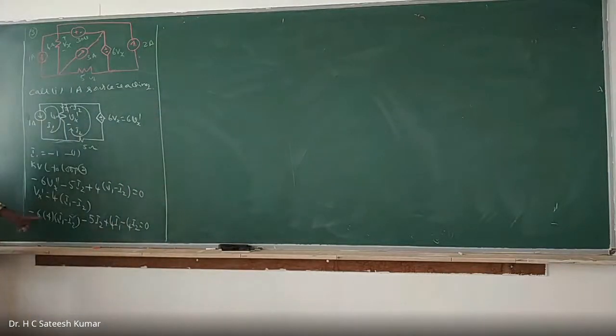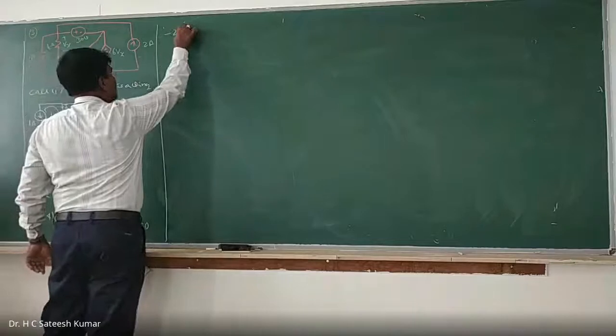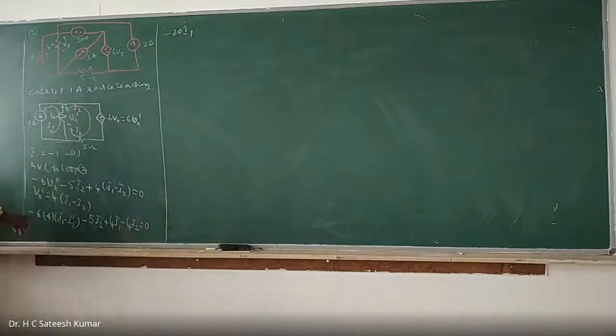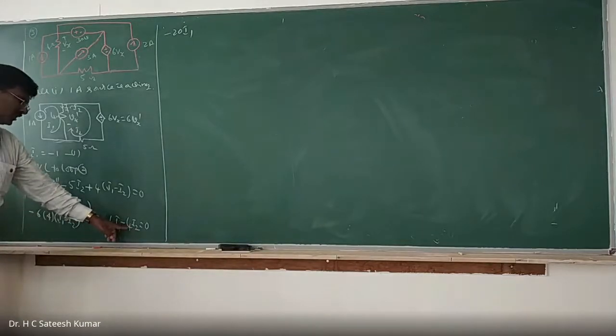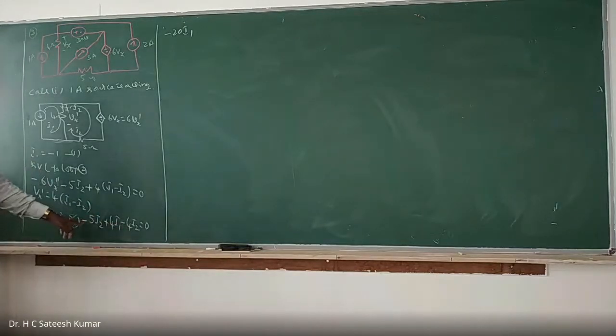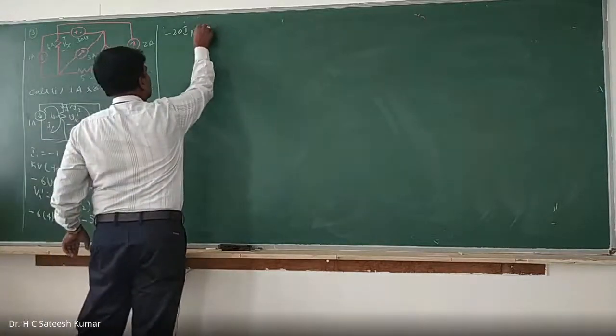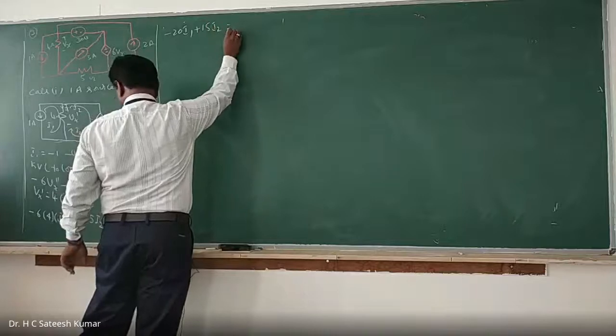Now, what do we have? 6 into 4, minus 24 I1, plus 4 I1, 24 plus 4 is minus 20 I1. Then minus into minus, plus 24 I2, minus 4 I2 is 20 I2, minus 5 I2 is 15 I2, right? Plus 15 I2 is equal to 0.